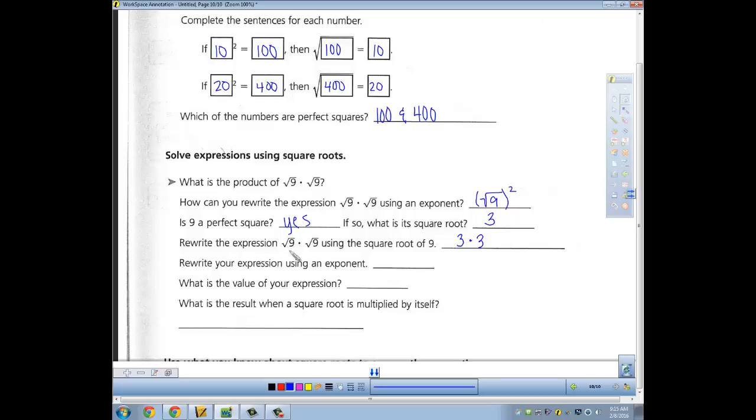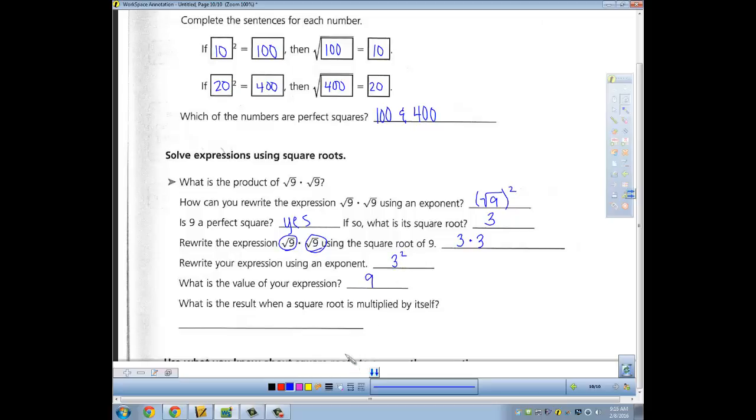So all I did was I know square root of 9 was 3, wrote it. Square root of 9, 3, wrote it. Next, rewrite your expression using an exponent. So I have 3 times 3, which means 3 squared. Next, what is the value of your expression? Well, 3 squared, 3 times 3, that's 9.